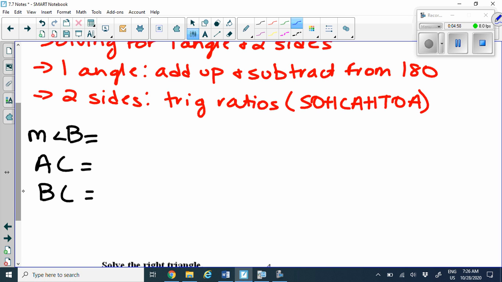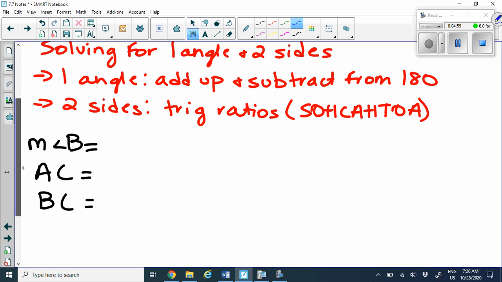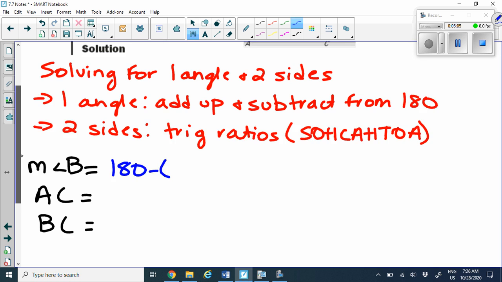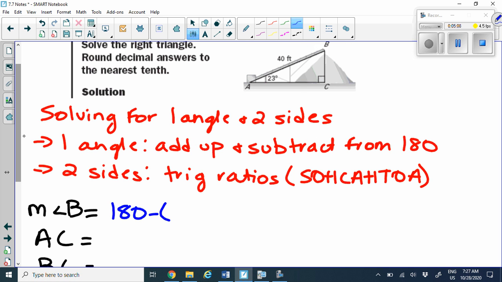So to find the measure of angle B, we're going to go ahead and do 180 and subtract it from the two other angles that we have. So the other two angles we can see is, of course, the 90-degree angle. That is always going to be a given. And then the 23 degrees, which is our angle A. So I'm going to add up 90 and 23. So you're going to see that in the parentheses. And once I get that, I'm going to do 180 minus that value.